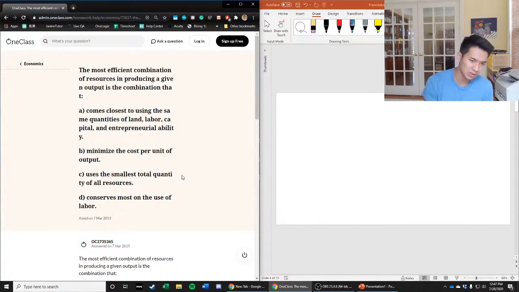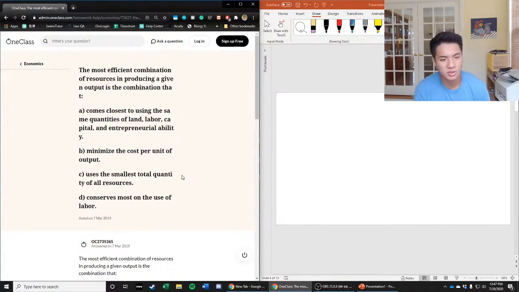B says minimizing the cost per unit of output. This is a much better metric for efficiency. If we're minimizing costs, we know that there's not much else we can do to drive down the production cost of this good. And so this is going to be a really good indicator that we've done our best to most efficiently combine the resources at our disposal. So we're going to keep an eye on B. Let's take a look at C.